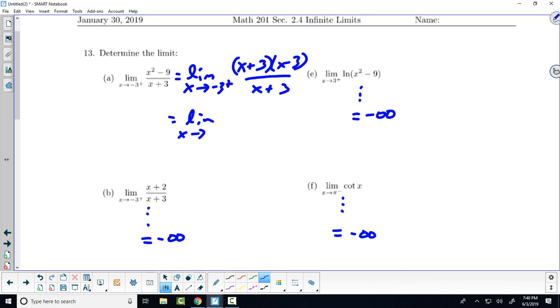We're left with the limit as x approaches negative 3 from the right of x minus 3. But this limit, once we've cleaned up the thing that's preventing us from direct substitution, let's use direct substitution. And so we end up with minus 3, or negative 6. So that's just a warning. Not all problems are going to be like the ones in this section.